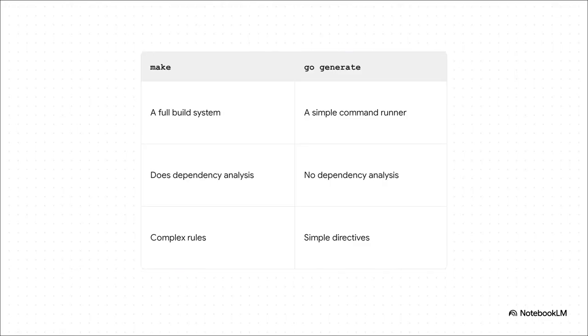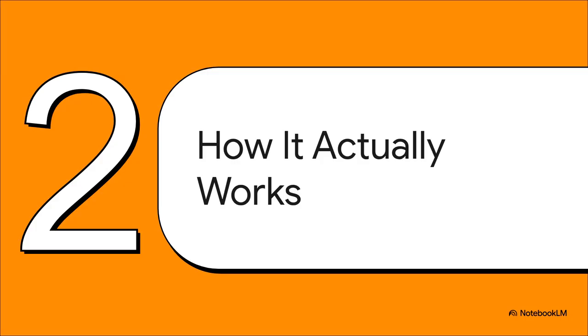I think the best way to really wrap your head around Go Generate is to first understand what it isn't. It's not trying to be a replacement for a big, heavy build system like Make. As you can see, Make is a whole thing. It does dependency analysis, it has complex rules. Go Generate is pretty much the opposite. It's just a simple command runner. And that's not a weakness. That simplicity is 100% intentional. It's a feature.